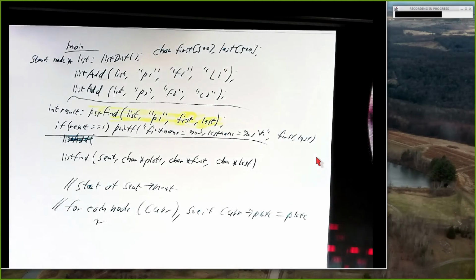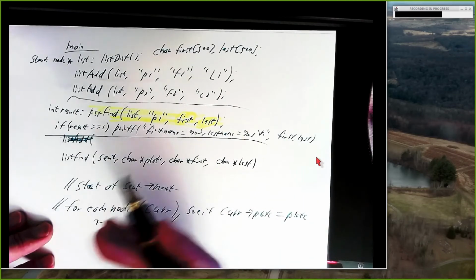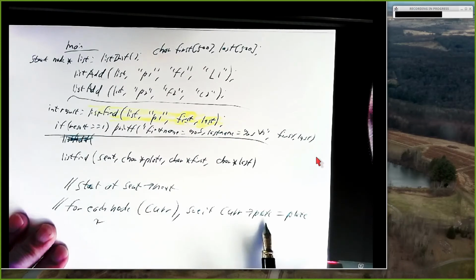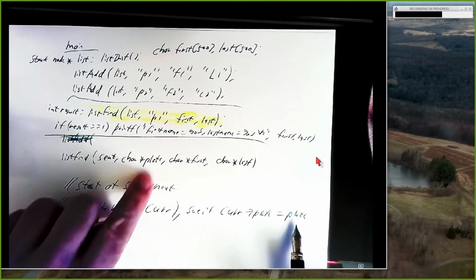So we've got a linked list. The first node has a plate, first name, last name. Next node has a plate, first name, last name. Move through your list with your usual while loop, right? And at each node, check to see if that node's plate field is the same as the plate you're looking for.